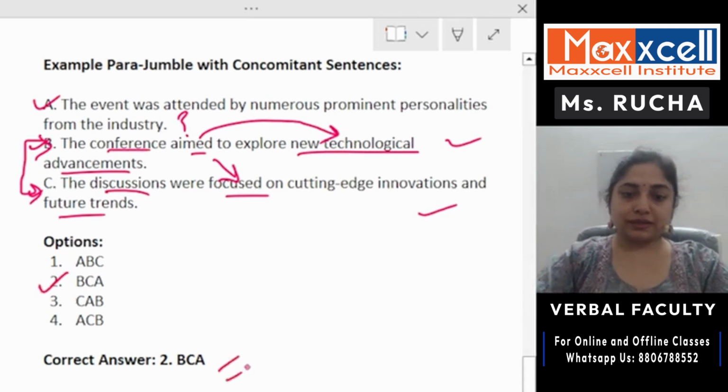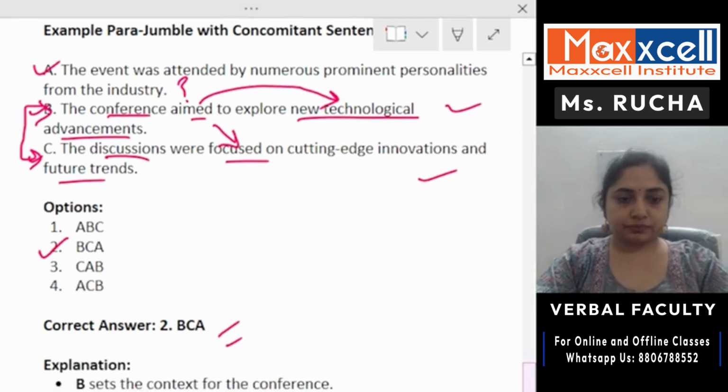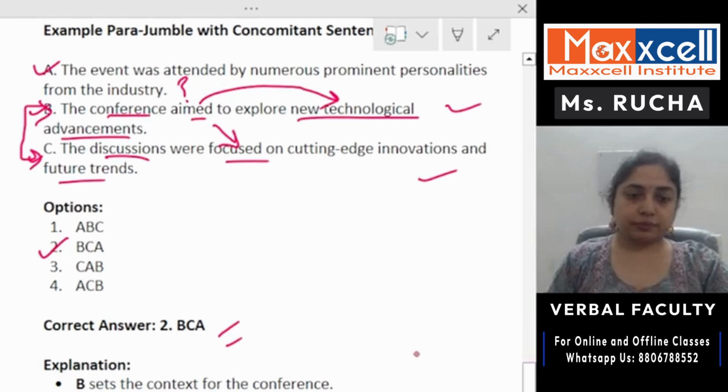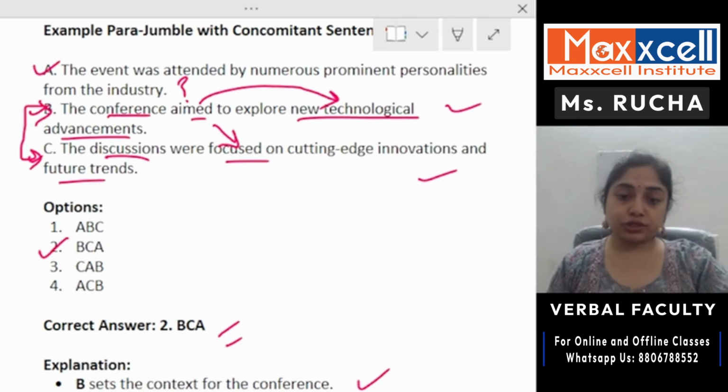Why is this the correct answer? Let us read the reasons for that. Because B sets the context for the conference. We know what the context is. There is a conference. In that conference, people are meeting to talk about technological advancement. So this gives context in those three sentences.